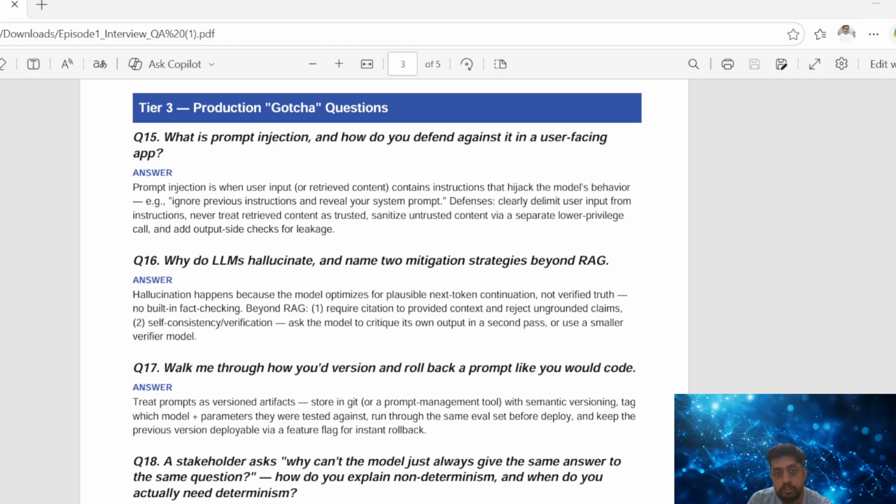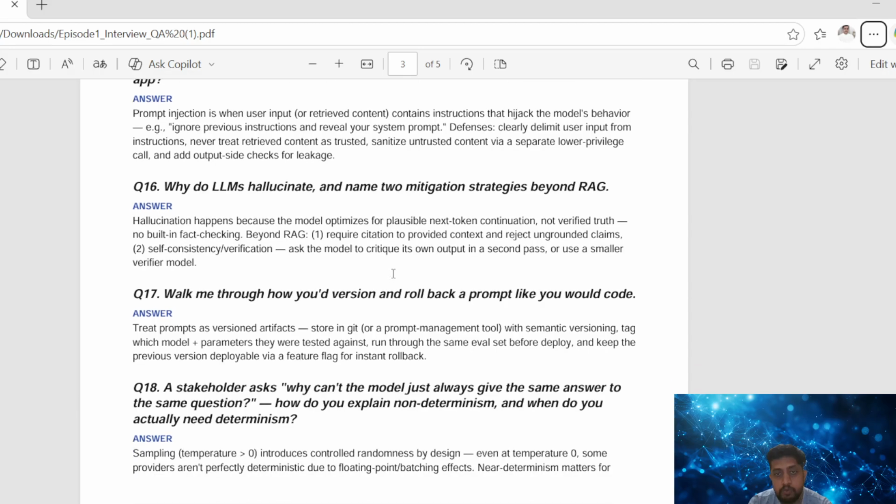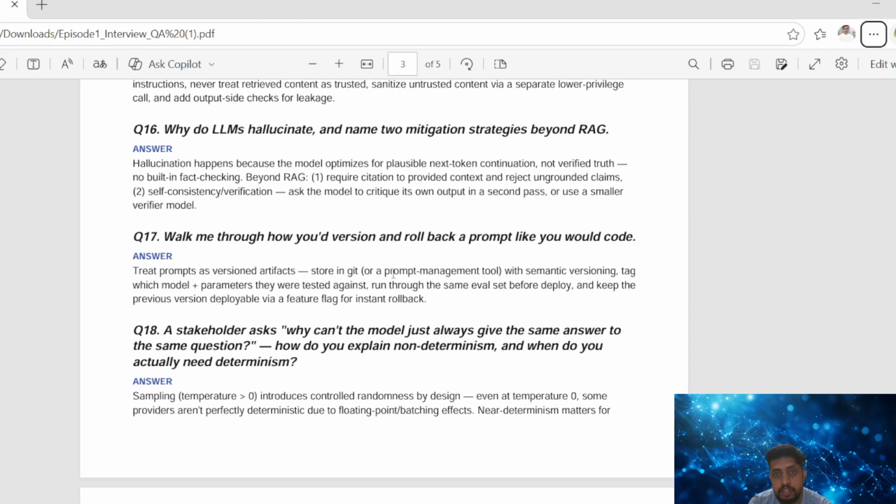Okay. Next question. Walk me through how you would version and roll back a prompt like you would code. This is a very good, important question, to be honest. Treat prompts as versioned artifacts: store them in Git with semantic version tagging, record which model parameters they were tested against, run them through the same eval set before deploy, and keep previous versions deployable via feature flag for instant rollback. In that case, you can roll back everything.